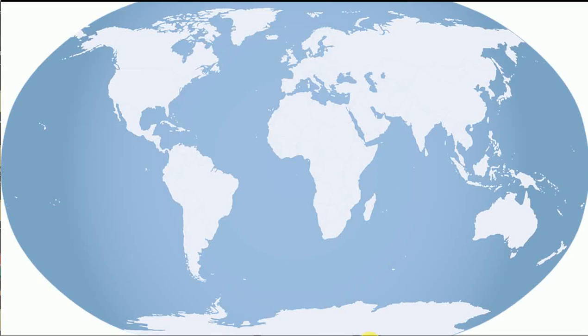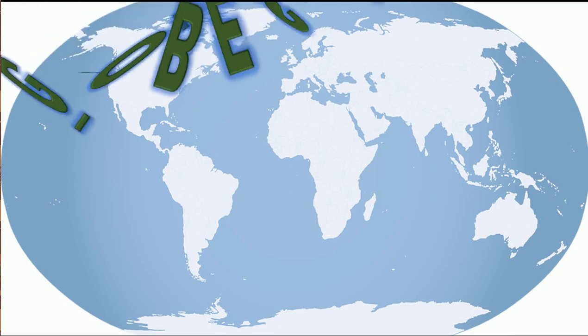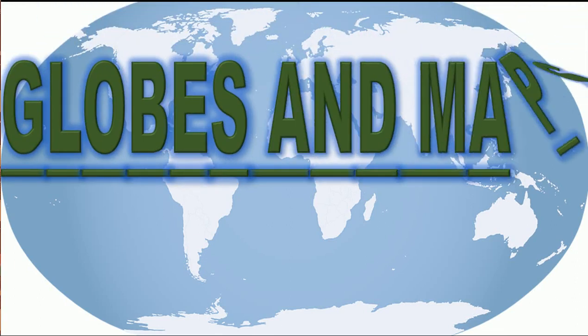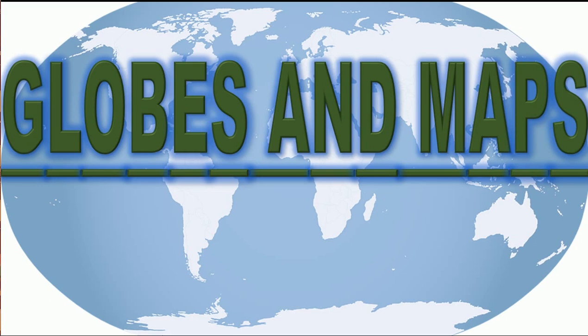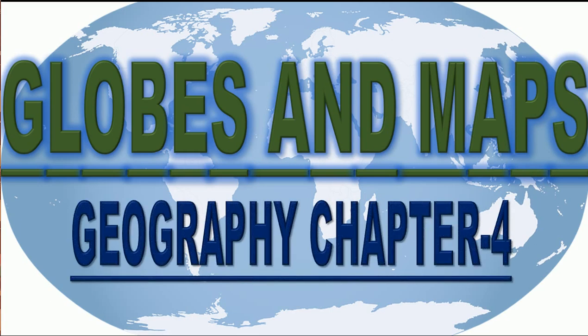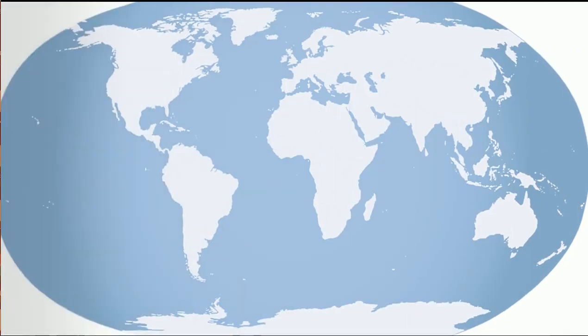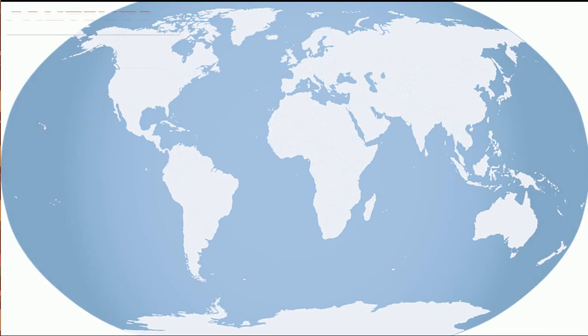Good morning everyone. Here I am with the very first video of the fourth chapter of Geography from Integrated Social Science Ratna Sagar, that is Globes and Maps. Let us see the contents which we are going to discuss in this particular chapter.